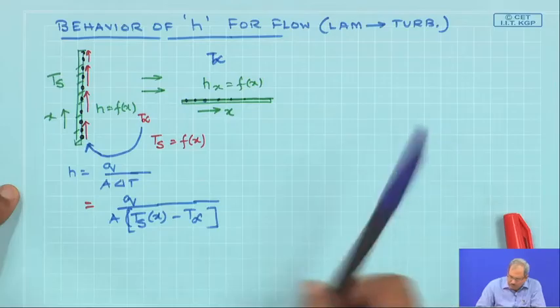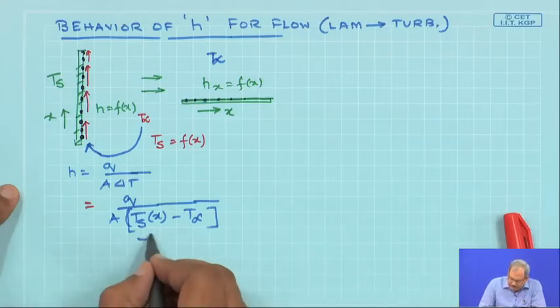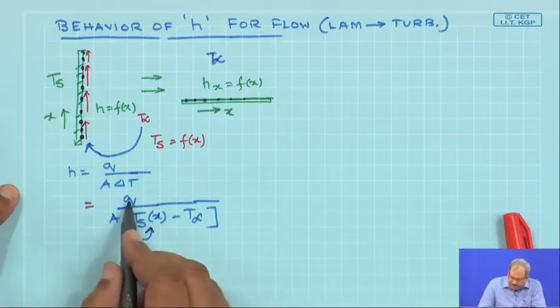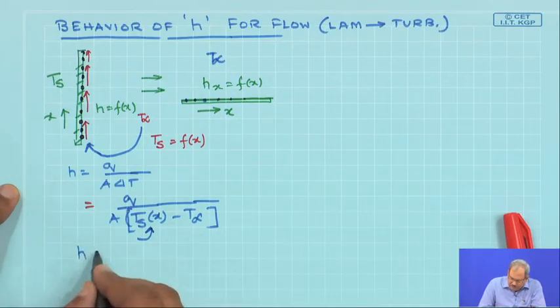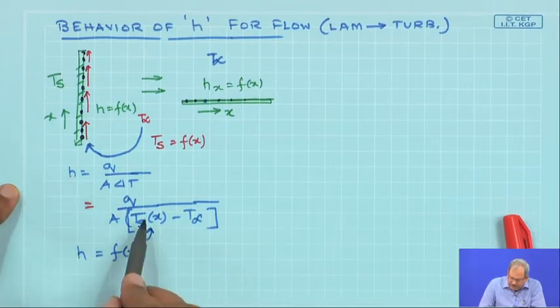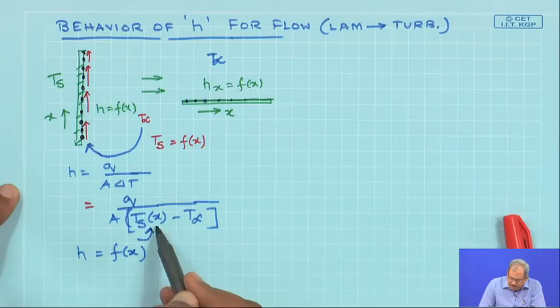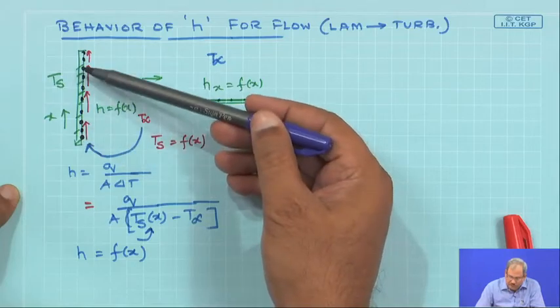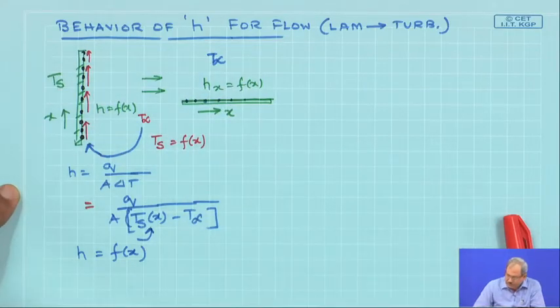So, by putting in the experimental value of Ts, and by knowing the heat that it is dissipating, you should be able to obtain h as a function of x. So, h as a function of x can be obtained by measuring the value of Ts as a function of x through the use of all these thermocouples. When you do that, you see an interesting trend.